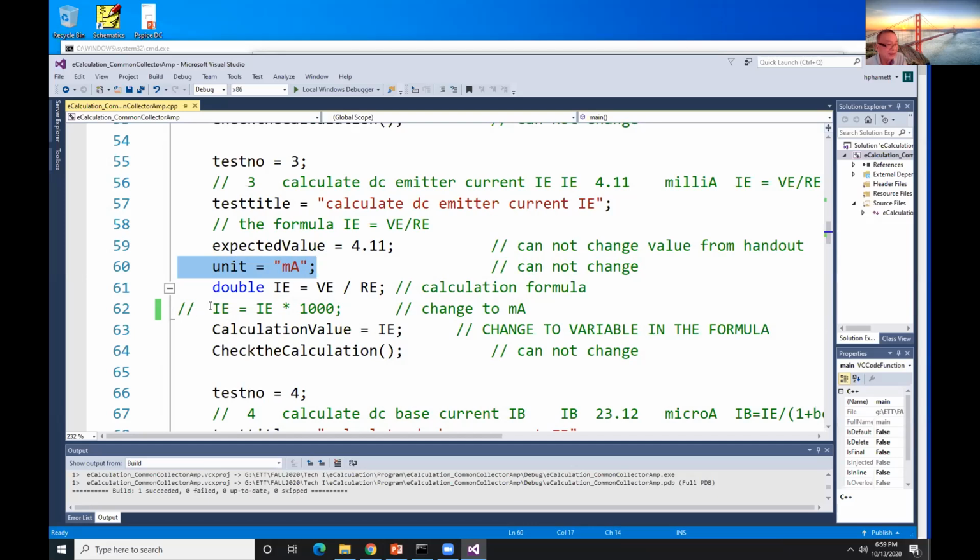So you can see the line where I put a comment here. That means I have to tell the computer I want to send it to milliamps. So IE will be equal to IE times 1,000. That means I send it to milliamps. That's what they wanted. Then it will pass.